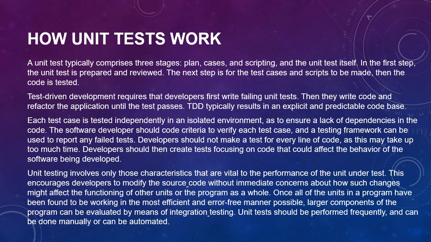Unit testing involves only those characteristics that are vital to the performance of the unit under test. This encourages developers to modify the source code without immediate concerns about how such changes might affect the functioning of other units or the program as a whole. Once all the units in a program have been found to be working in the most efficient and error-free manner possible, larger components of the program can be evaluated by means of integration testing. Unit tests should be performed frequently and can be done manually or can be automated.